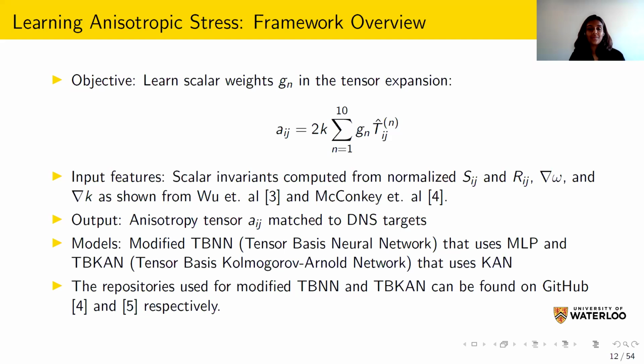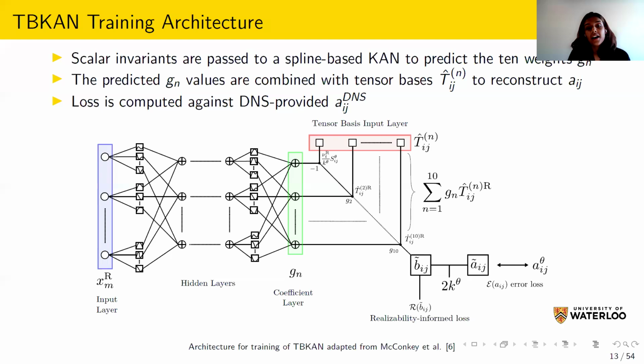Okay, so the two models will be the modified TBNN, which refers to the MLP structure, and then TBCAN, which refers to the CAN structure. Both repositories are available on GitHub if anyone's interested. Here is a visual representation of the training architecture. As I mentioned, we have the input layers with the scalar invariants, then the hidden layers, which represent the CAN structure, and then the coefficient layer, which is GN. At the end, the tensor basis input layer is multiplied by GN to produce the Bij tensor.